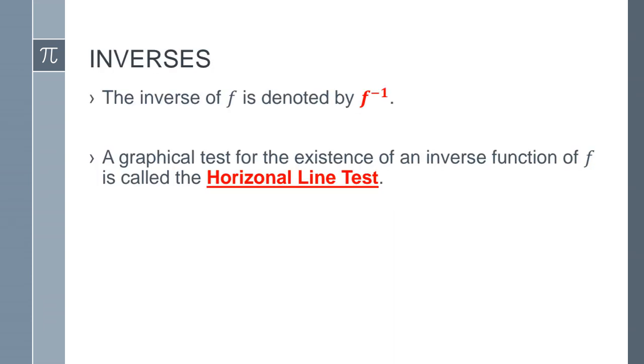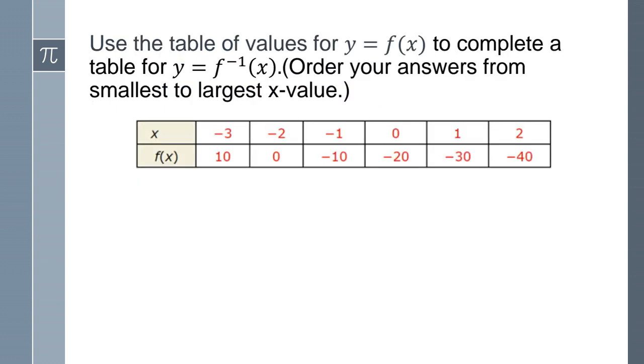So in section 1.9, they're going to ask you to find the inverse of a function. The symbol that we use for the inverse of a function is f and then a power of -1. So anytime you see this, they're talking about the inverse. There is a test to determine if a function has an inverse, and we call it a horizontal line test. In earlier sections, you used a vertical line test to determine if something was a function. In a little bit, we'll do an example on that.